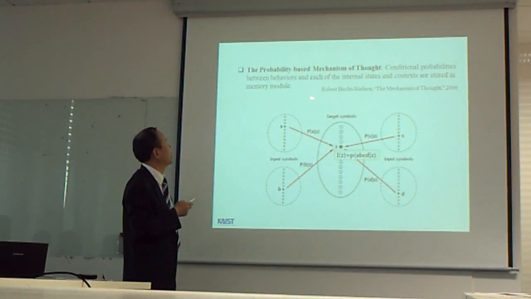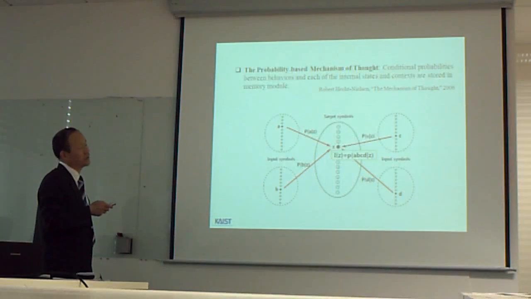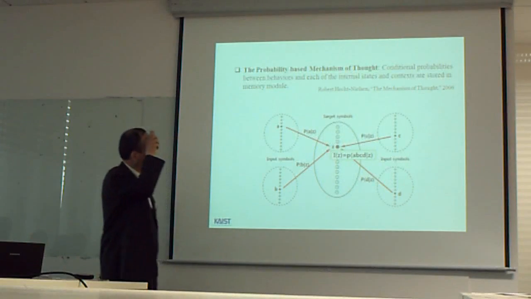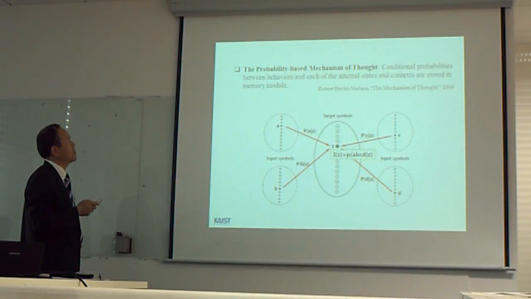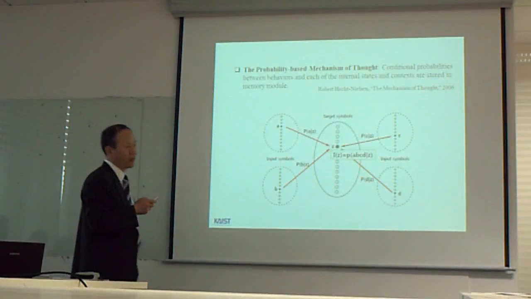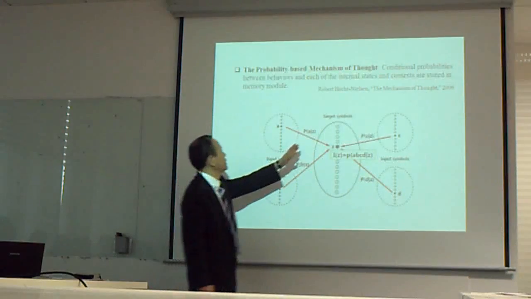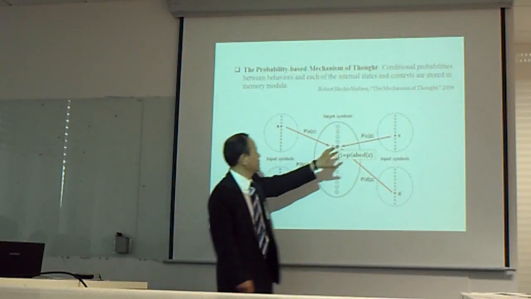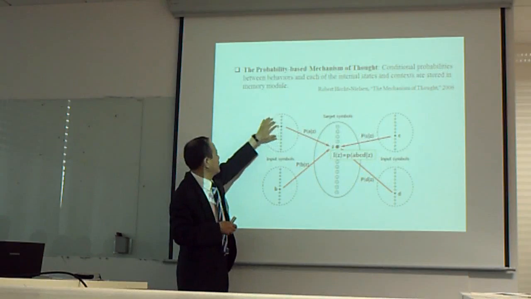This one was proposed by Robert Nelson in 2006. At the time, he was invited to the Innovation Communication Conference as a keynote speaker. I was there at the time. And his proposal was the mechanism of thought, but I named it the probability-based mechanism of thought. This one is the target symbols, this one is the input symbols, for example. Let us think of apple, and then this.